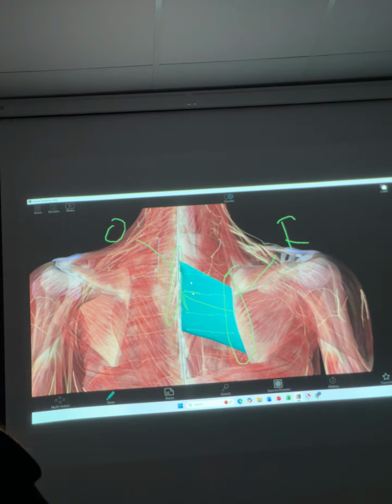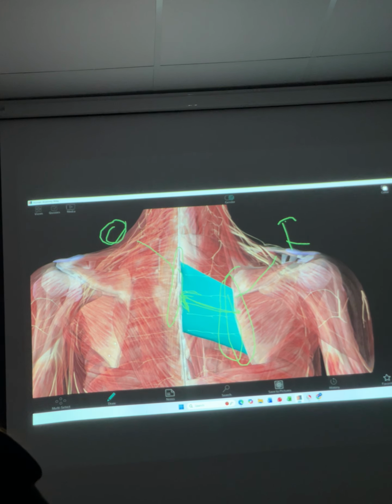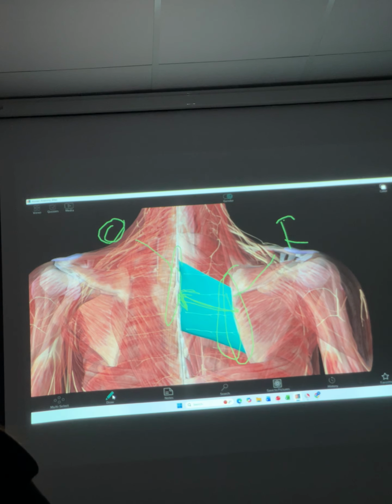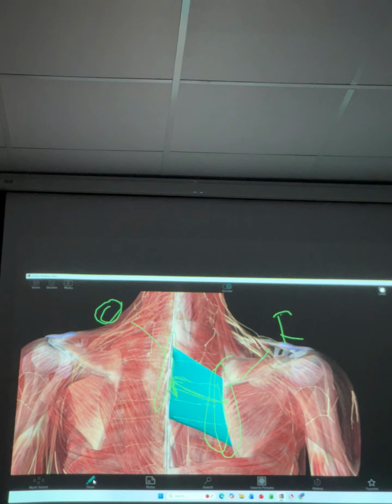So what does it mean? If this one is origin and this is insertion, it means that the insertion will always try to come here, and it will drag everything it is attached to. Did you understand? Okay. This is the main rule. The origin never moves. Insertion is always going to the origin.